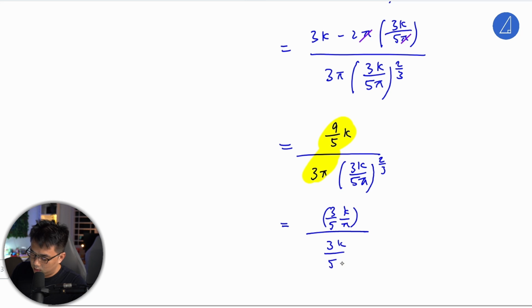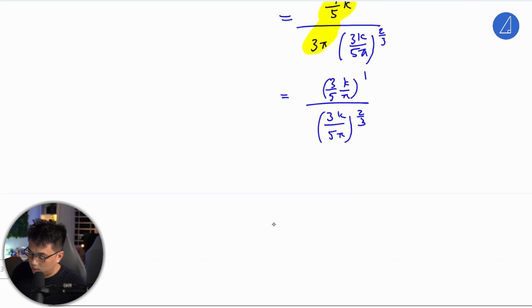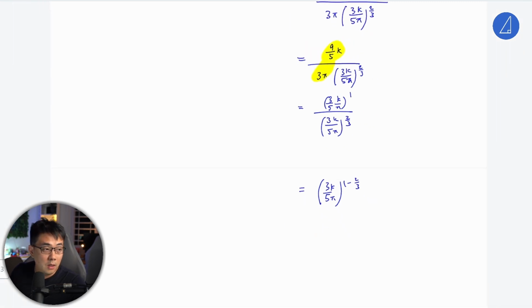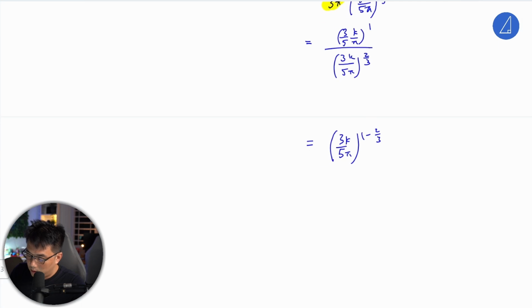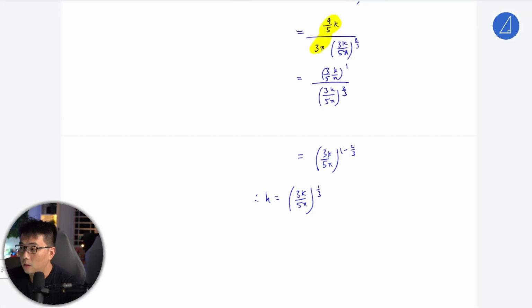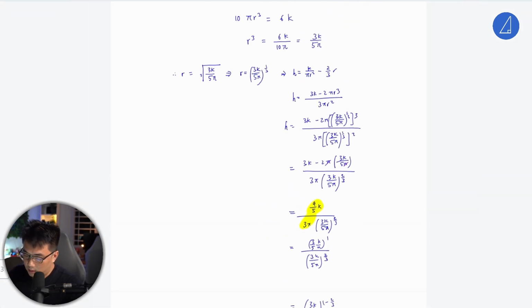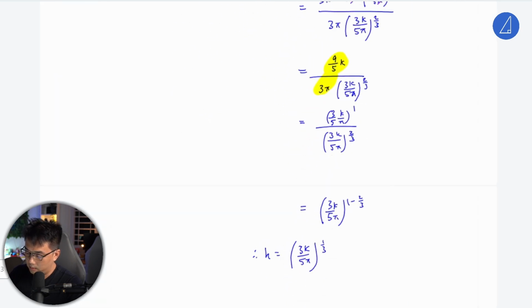Yeah, great. This is much faster. So this is 2/3, this is 1. Essentially, this will give us 3 over 5 k over pi to the power of 1 minus 2/3, which is actually just a third. So in this case here, h would be 3k over 5 pi to the 1/3, and r equals to the same amount. Oh, okay, great.